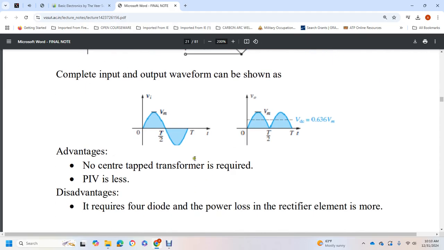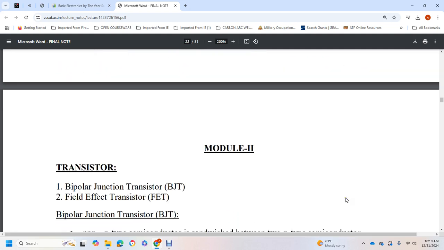Advantages: no center tap transformer is required, and the PIV is less. Disadvantages: it requires four diodes, and the power loss in the rectifier elements is more.